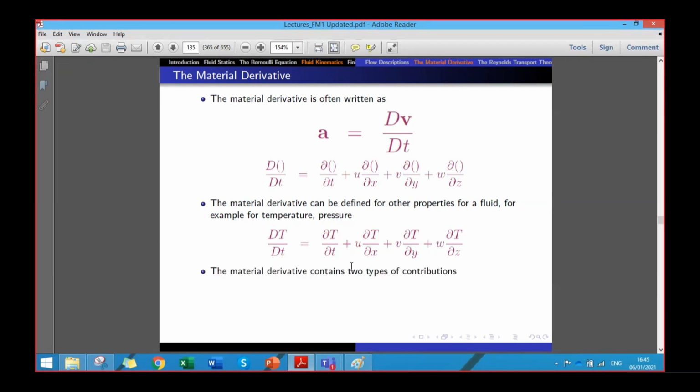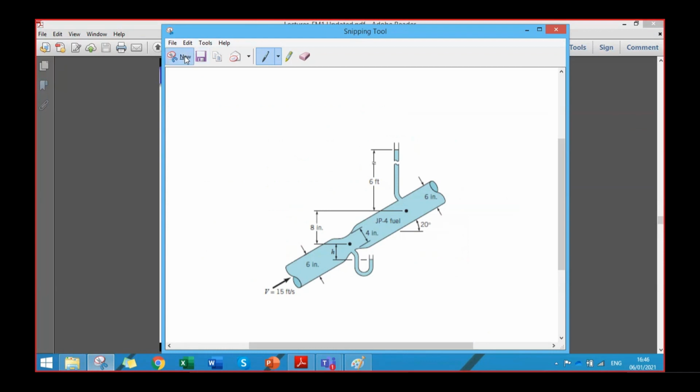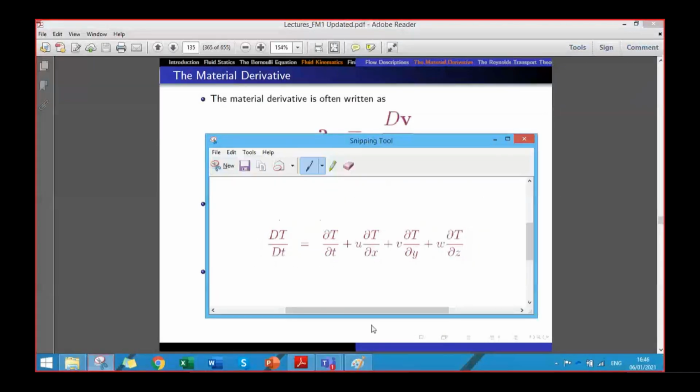Now, what is the meaning of these terms? What is meant by partial t, and what is meant by partial by partial x, partial by partial y, and partial by partial z? Basically, the material derivative is defining two types of terms in front of you. One that is dependent on time, one that is being derived with respect to time, and the other one is with respect to the spatial coordinates x, y, and z.